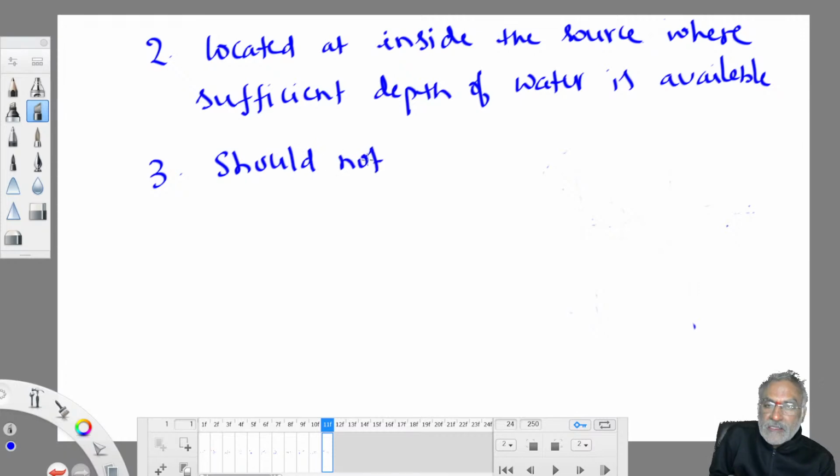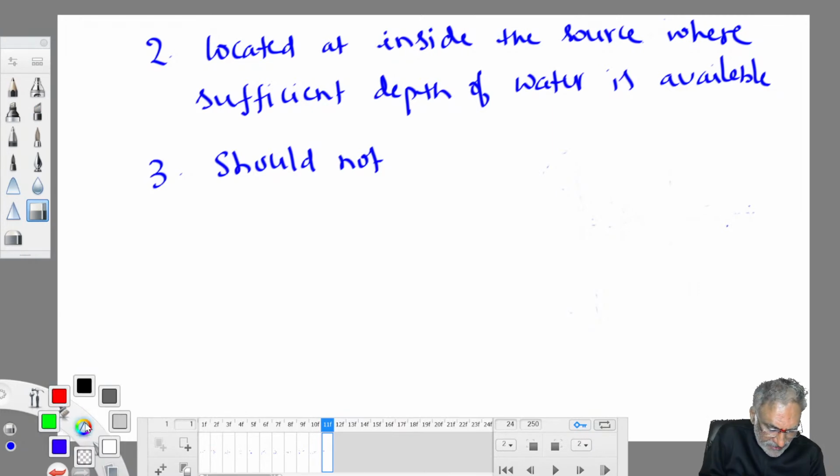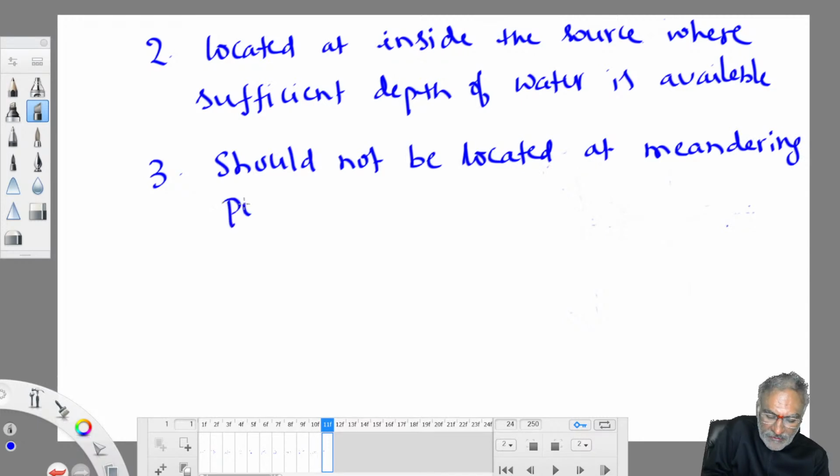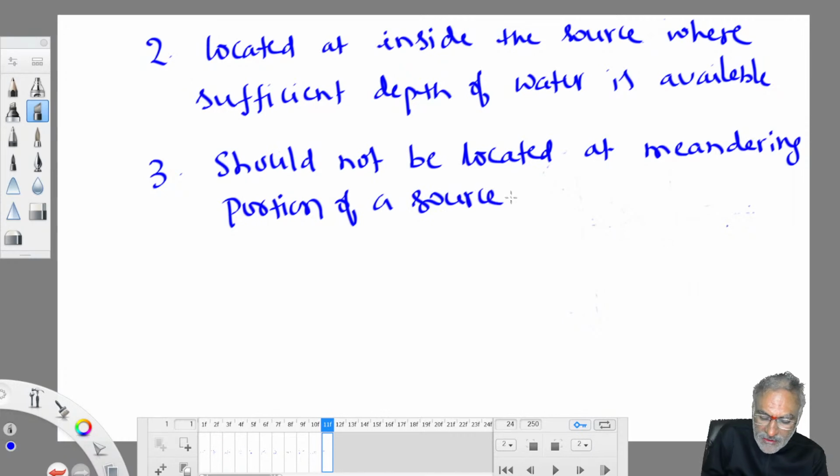This question has been asked in the IAS exam and ESE exam: which among the following statements are true with respect to locating the place at a source for the intake? So this question has been asked in the ESE exam. It should not be located at meandering portions of a river, portions of a source, where the river is taking so many turns. It should be located where the river is flowing straight.